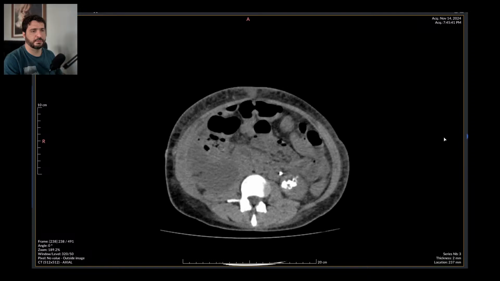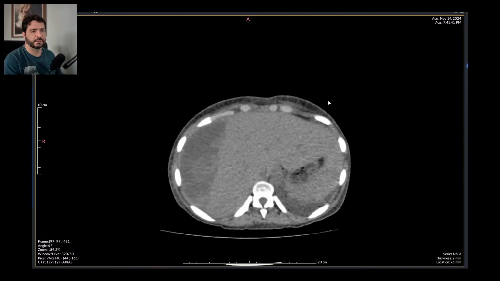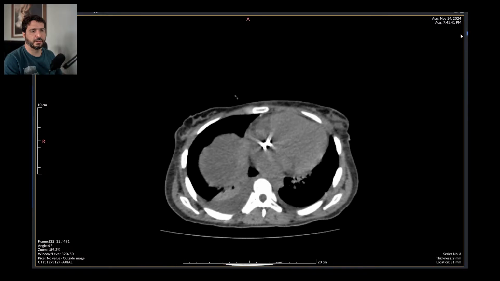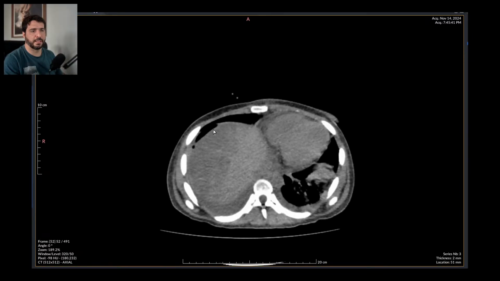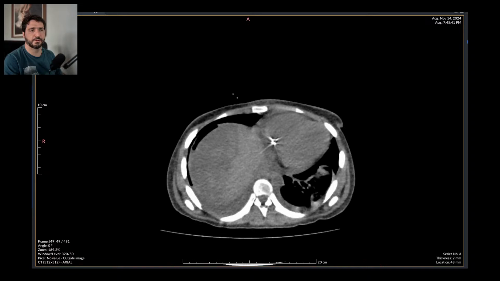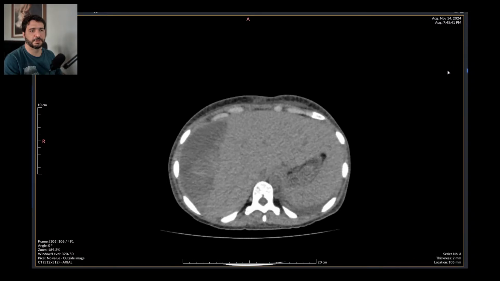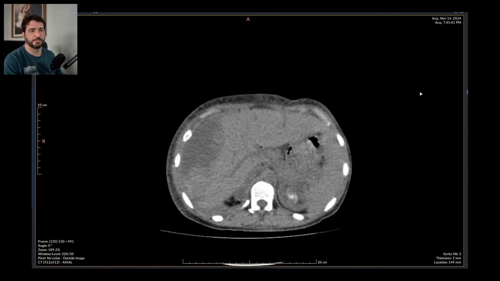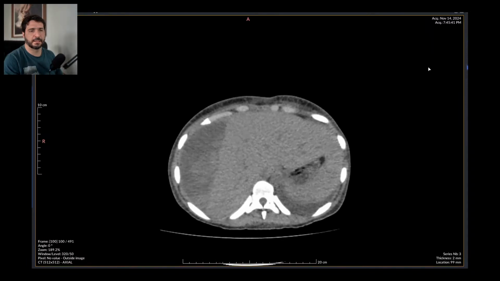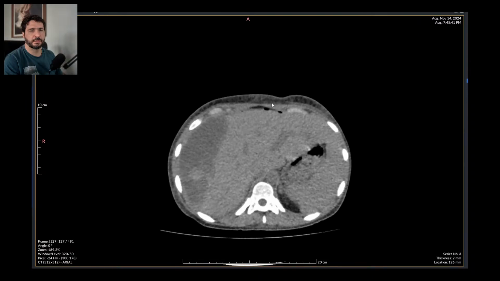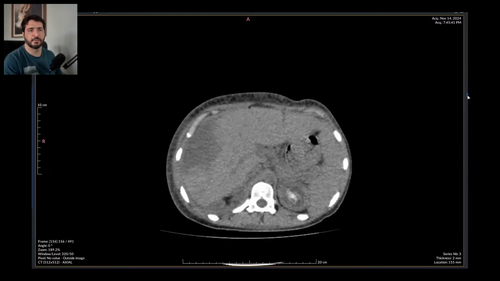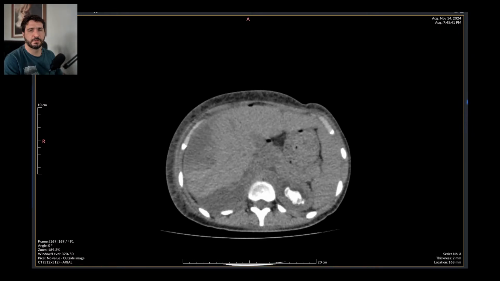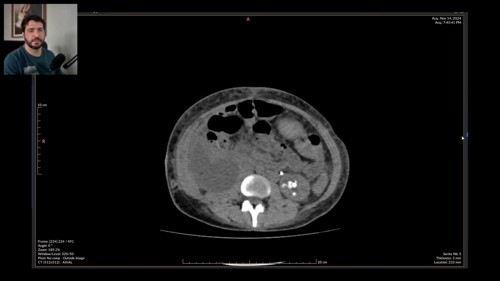This is a huge heterogeneous fluid collection. It's even hyper attenuating. Could be there are air fluid levels on such fluid collection, and it also takes a huge portion of the right side of the liver. There is pneumoperitoneum all over the place, and we have clear signs of diffuse stone disease of the left kidney.